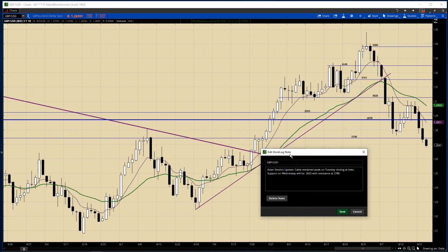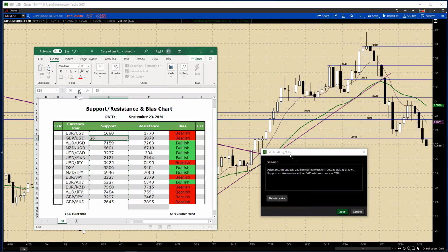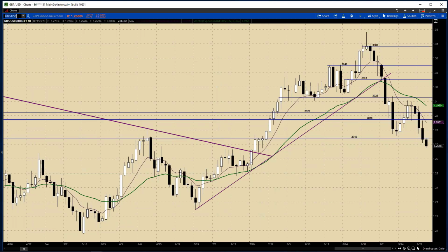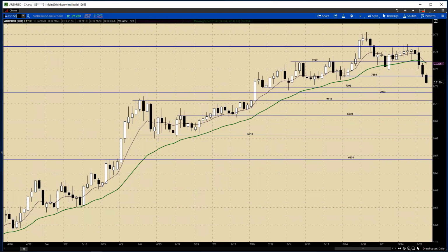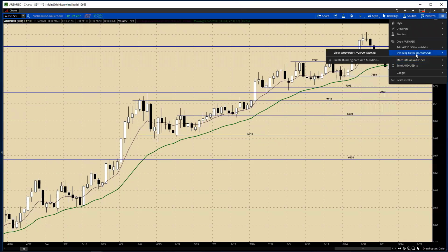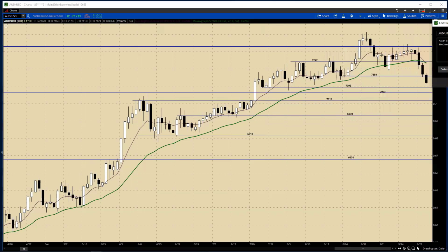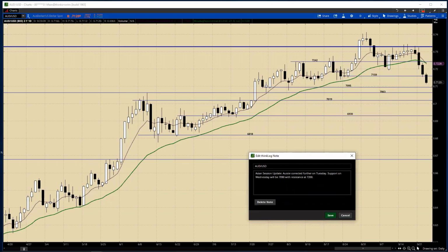Cable remained weak on Tuesday, closing at the lows. Support on Wednesday will be 2652 with resistance at 2780. Okay, and on to the Aussie dollar. So the Aussie corrected further on Tuesday. Support on Wednesday will be 70.90 with resistance at 72.